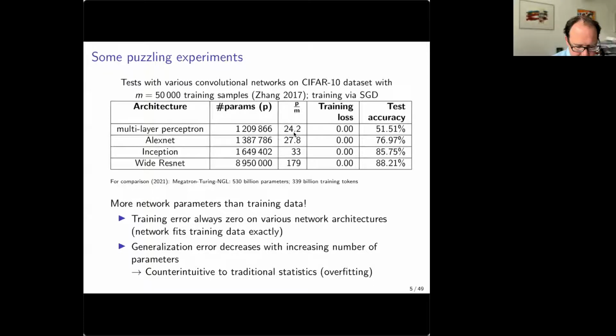Just as a comparison, 9 million parameters could actually be considered small. The largest network that was ever trained, at least to my knowledge, has 530 billion parameters. I guess this was more for a benchmark. I don't think you really need that large a number of parameters, but anyway. So the question is, what's going on here?